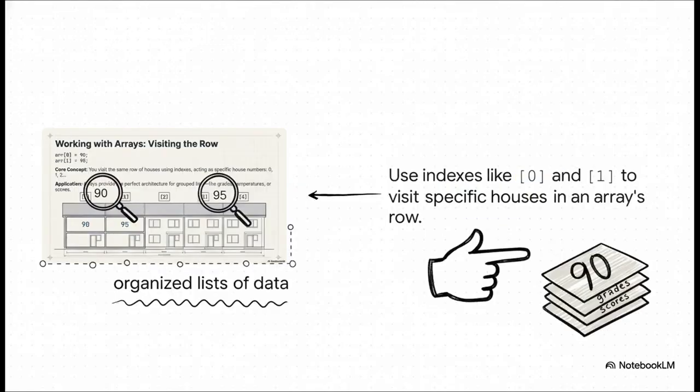So, how do we actually work with these organized rows of houses? It's easy. We use indexes. These are just like the specific house numbers in the row. House 0, House 1, House 2, and so on. So if you want to store a grade of, say, 90 in that first house, you just write array[0] = 90. Boom, done. This kind of structure is absolutely perfect for any organized list of data. Think student grades, high scores, or daily temperatures.